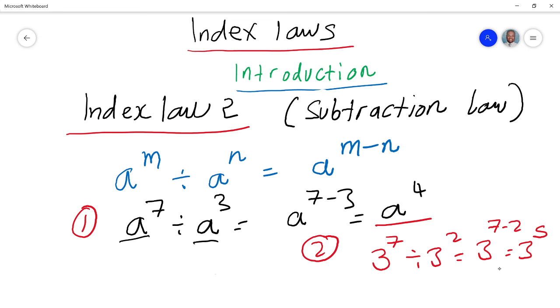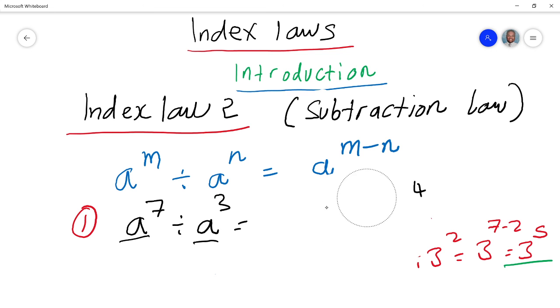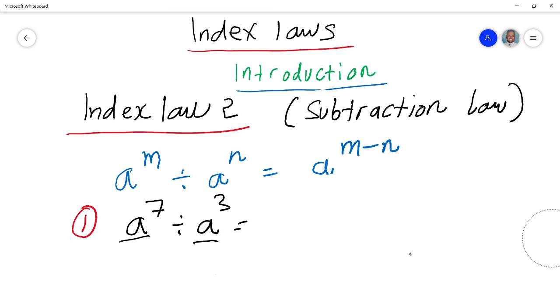Like I said, when you're dealing with indices, it doesn't necessarily apply only to letters. You can also have numbers. So in example 2, 3 to the power 7 divided by 3 to the power 2, we retained the base, which is 3, and subtracted the powers to get 3 to the power 5. Let's look at another example of index law number 2, so that we have some practice. The more questions we practice, the more confidence students have.